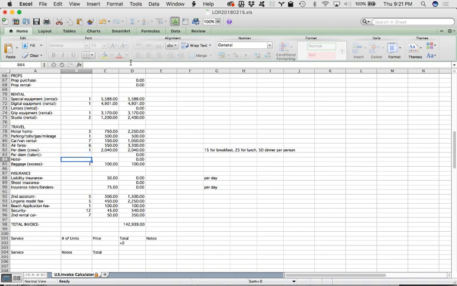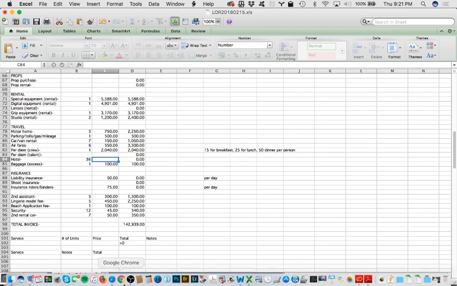Hotel. What's a hotel cost? First off, we need to figure out how many room nights we need. So I have 6 crew members times 5 nights, or 6 nights? It's 6 nights. It's Sunday night, Monday night, Tuesday night, Wednesday night, Thursday night, Friday night. 6 nights. You can just do that in your head, but it would be 36 room nights. And then the cost per hotel, per room, per night.